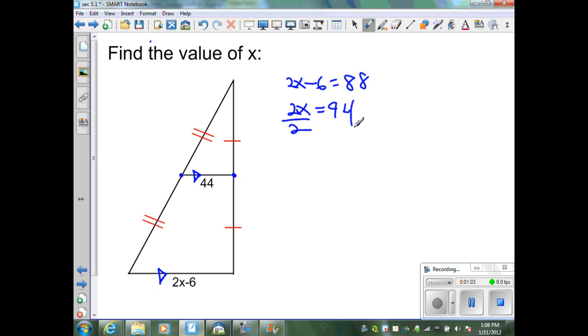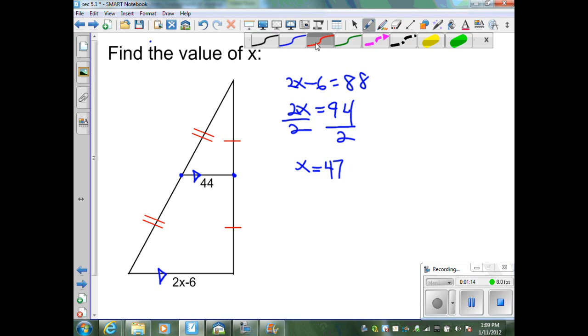Then just divide by 2. And when I divide by 2, I get x to be 47. I also could have solved this problem by just taking half of that expression.